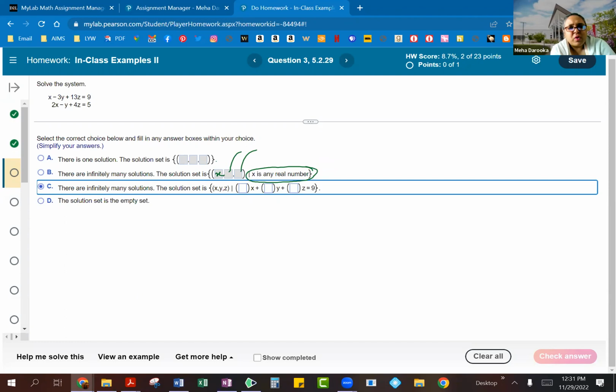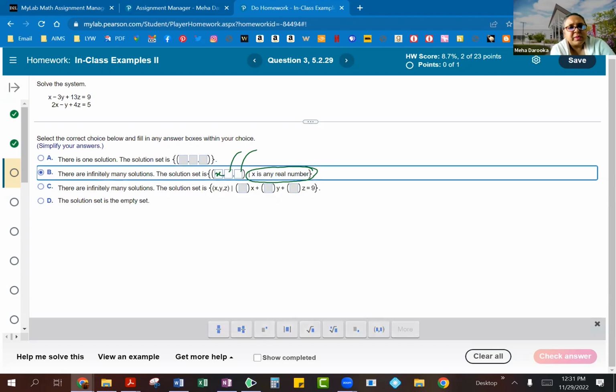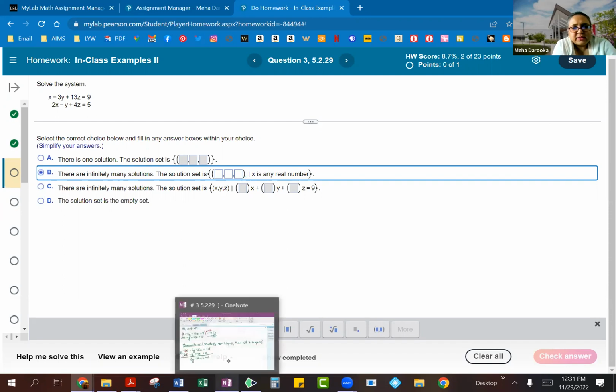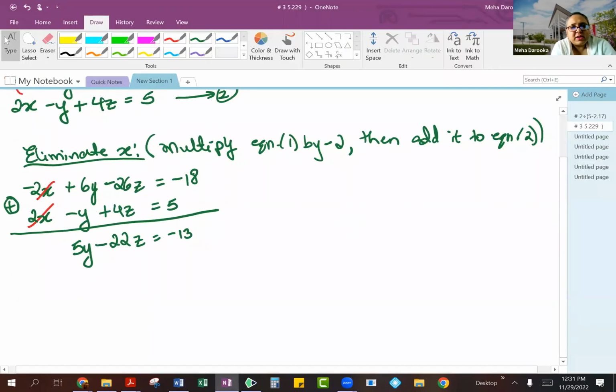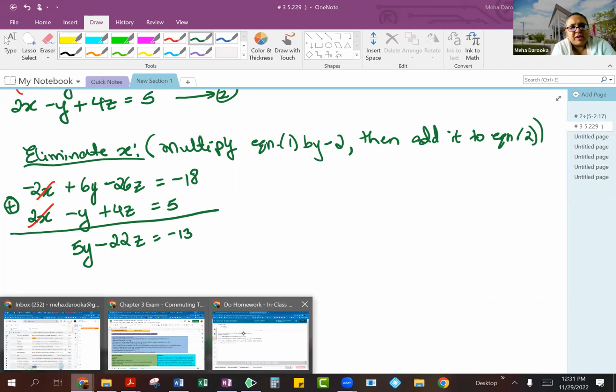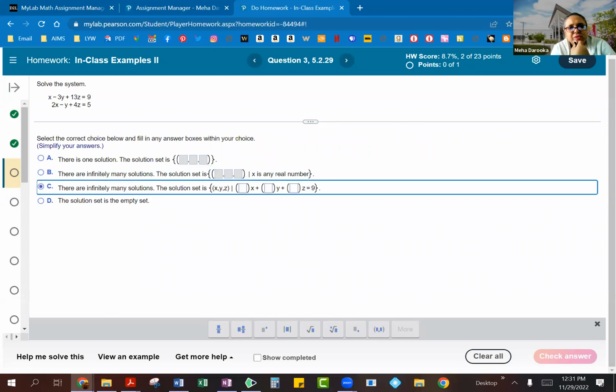But I'm not sure if it wants us to put the answer in that format. I think normally they go for that second one. So we want to make sure we write everything in terms of x. So let's take a look at, so here, we're ending up with 5y minus 22z equals negative 13. We probably should not have eliminated x then in that case, since they wanted us to write the answer in terms of x.